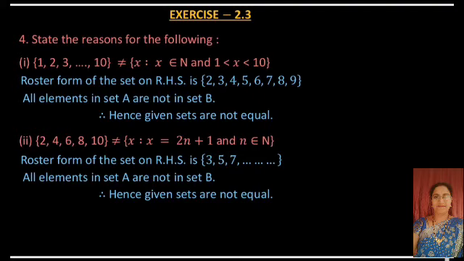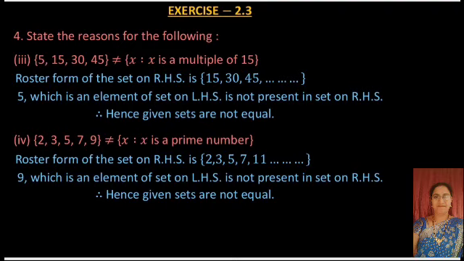So what is the roster form of this set? The set of x such that x is equal to 2n plus 1 and n belongs to N is the set of 3, 5, 7, and so on. So all elements in set A are not in set B. So hence the given sets are not equal.